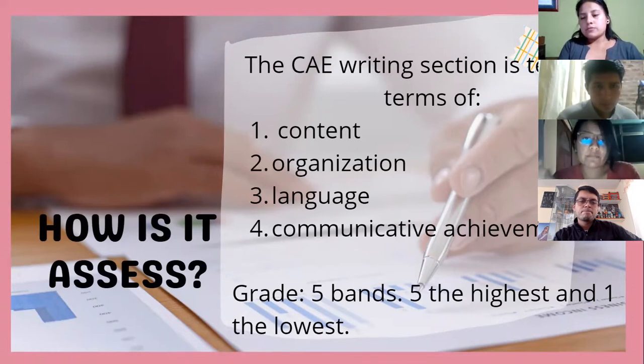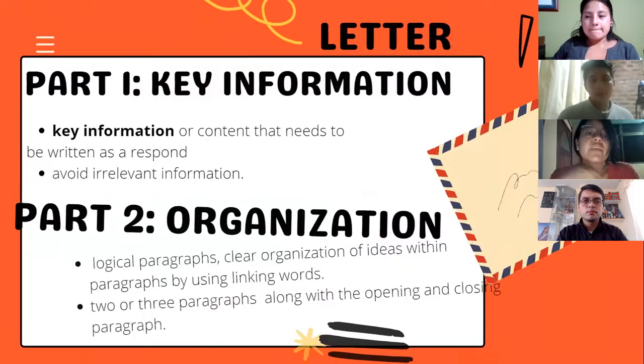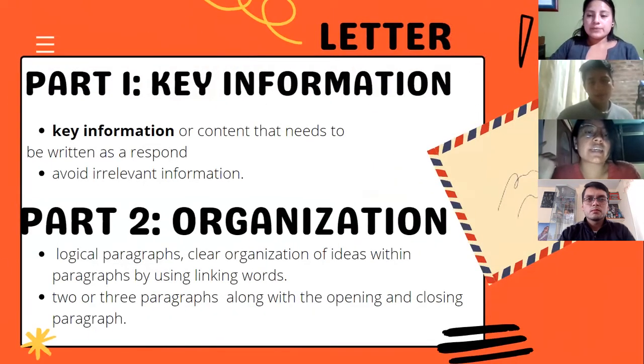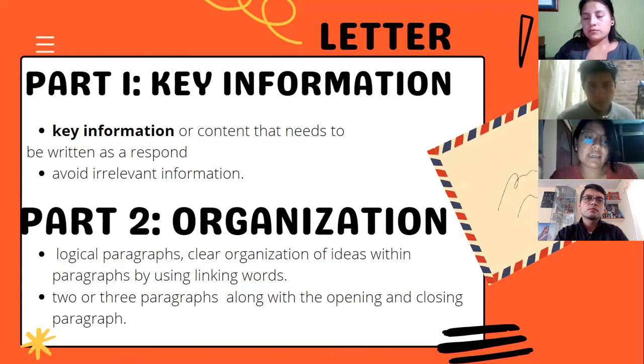The first example is the letter. To write a letter, it's useful to identify 4 parts that are going to help us to write it. The first part is to identify the key information. The key information is what we want to read, what needs to be written as a response. So in this part, we have to avoid irrelevant information and identify the key information that must be in this part.